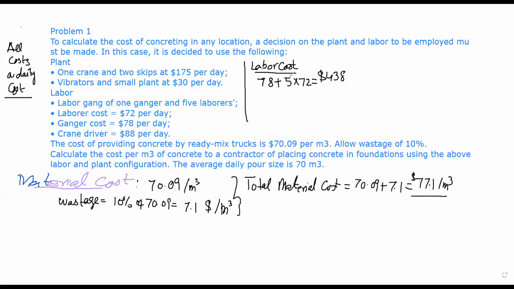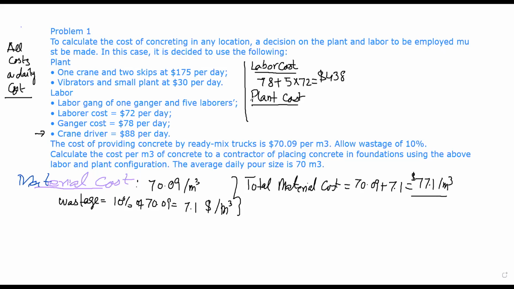And then what will be the plant cost? So the plant not only includes the cost of the plant rental, but also the driver who is running the plant. So the cost of driver will be included into the plant cost, not in the labor cost. So the plant cost will be what?